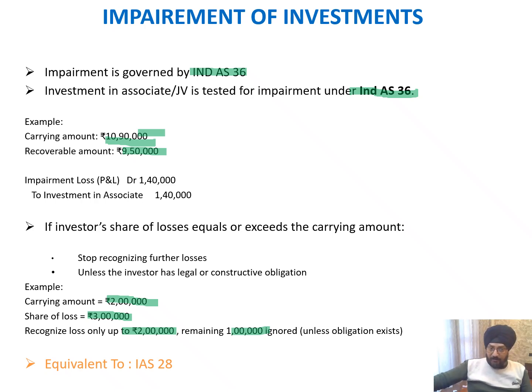So what is the treatment then? We have to stop recognizing further losses, unless the investor has a legal or constructive obligation. And we have to make sure that our investment takes cognizance of all the losses which have been incurred by the investee company. And this treatment is equally aligned with IAS 28. So we'll move to the next slide then.